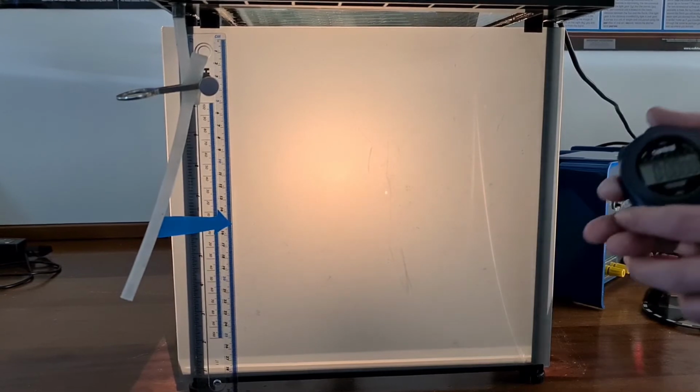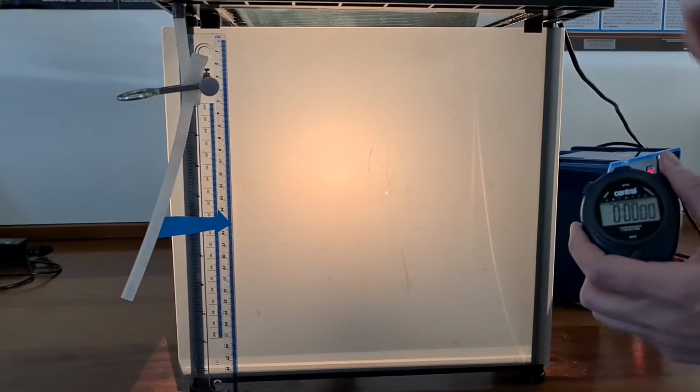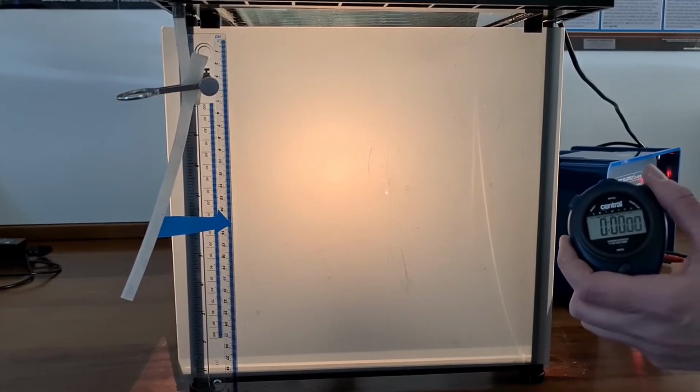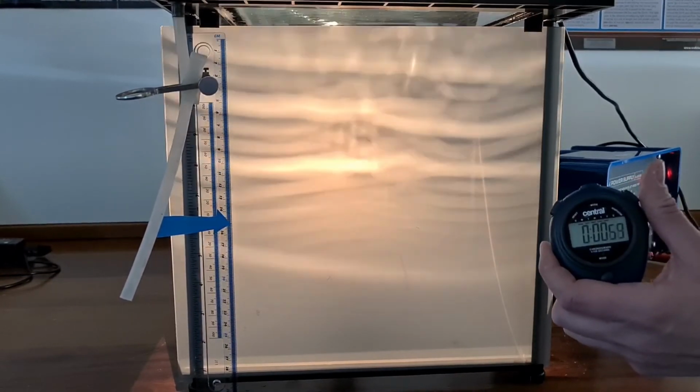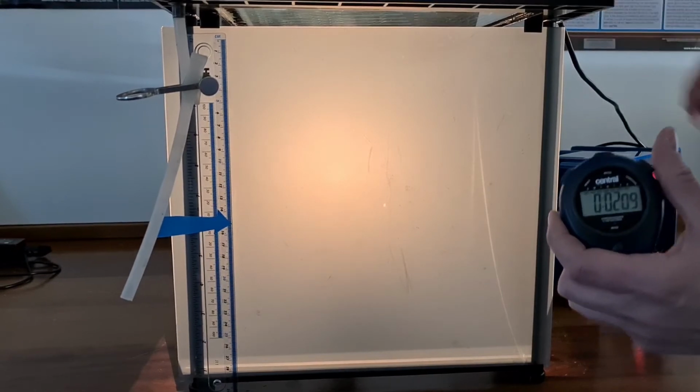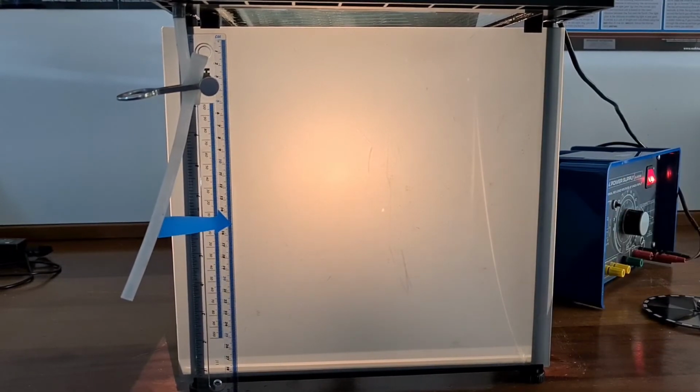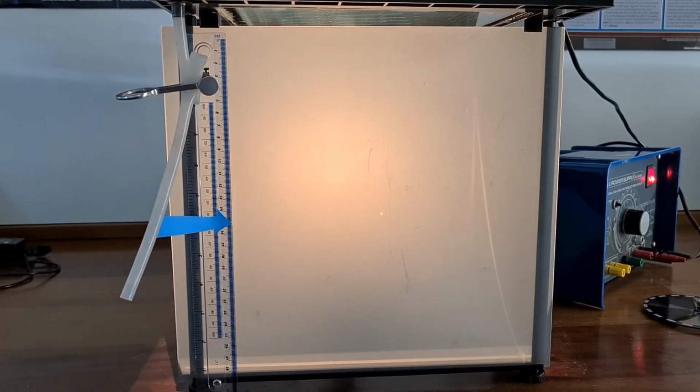For example, I will press start on this stopwatch, and in 1 second, how many waves go past that blue arrow? Well, let's see. 3, 2, 1. You see, 2 seconds went by there. Were you able to count how many waves went past? No, of course you weren't. So let's do it in slow motion instead.